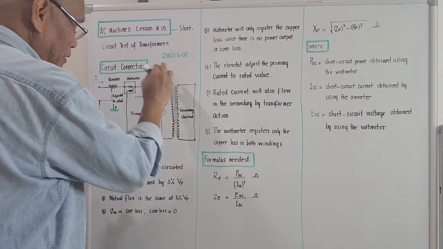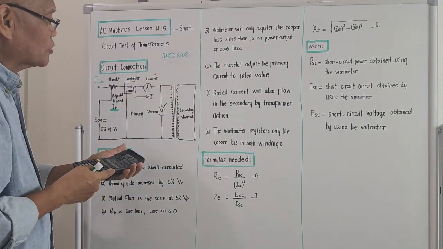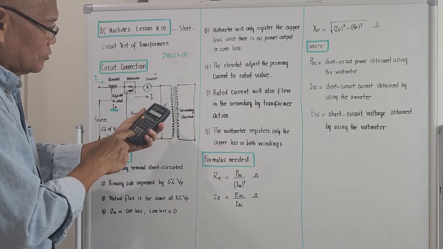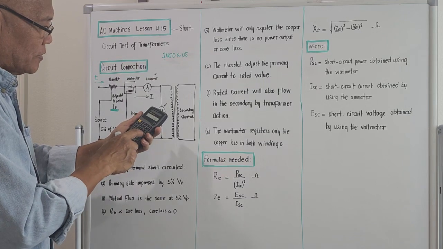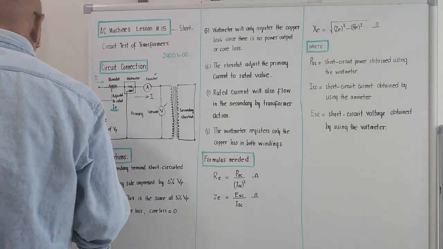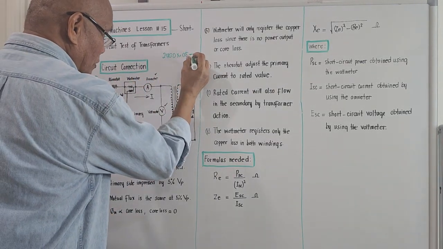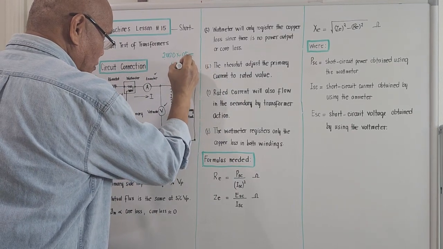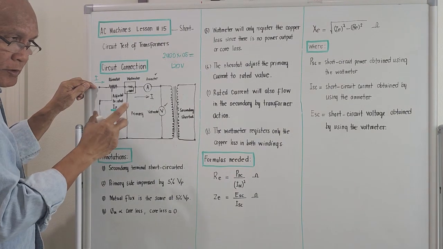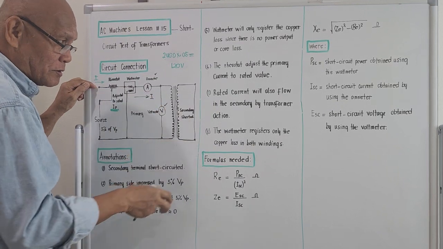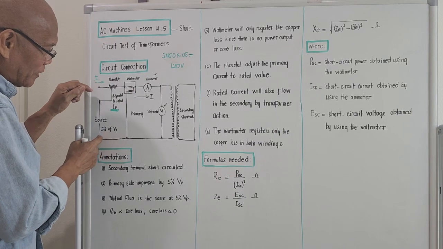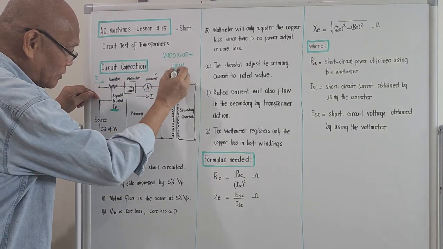I could multiply this one, but I don't want to make the board dirty, so I will just use my calculator. 5% of 2400 is 2400 times 0.05. This should be equal to 120 volts. So if the rated primary voltage here is 2400, to perform the short circuit test, you will adjust this rheostat such that the voltage that will appear across this terminal is 120 volts. Right?